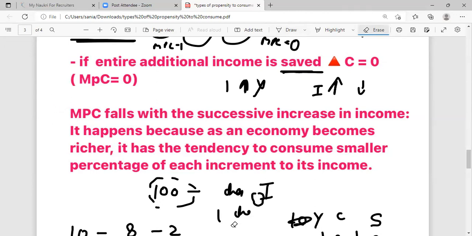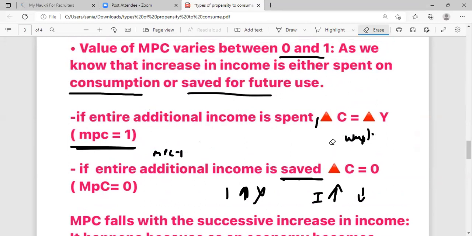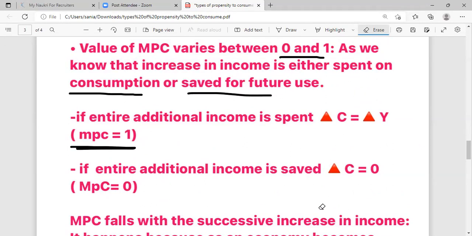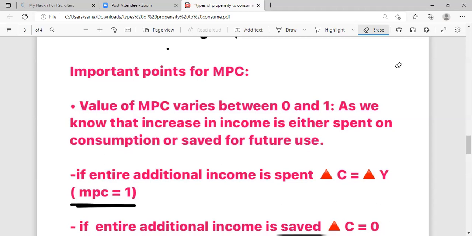Yes, teacher. So you will just write it down. I hope these triangles are clear to you people. Triangle is basically change. Yes, change in. So you'll write it down. Important point of emphasis.